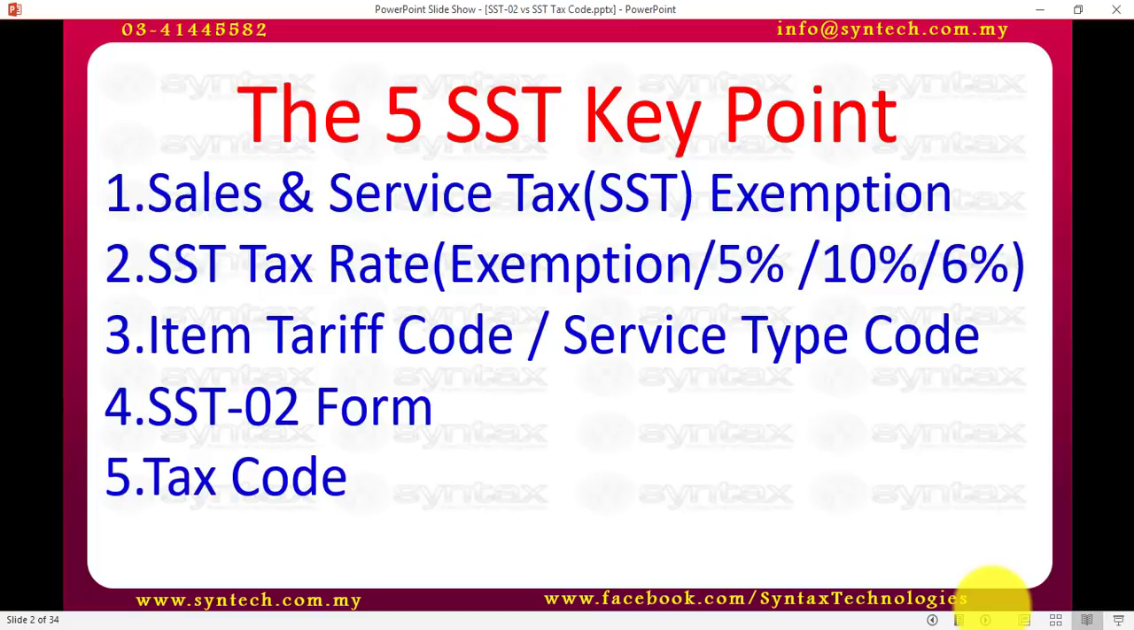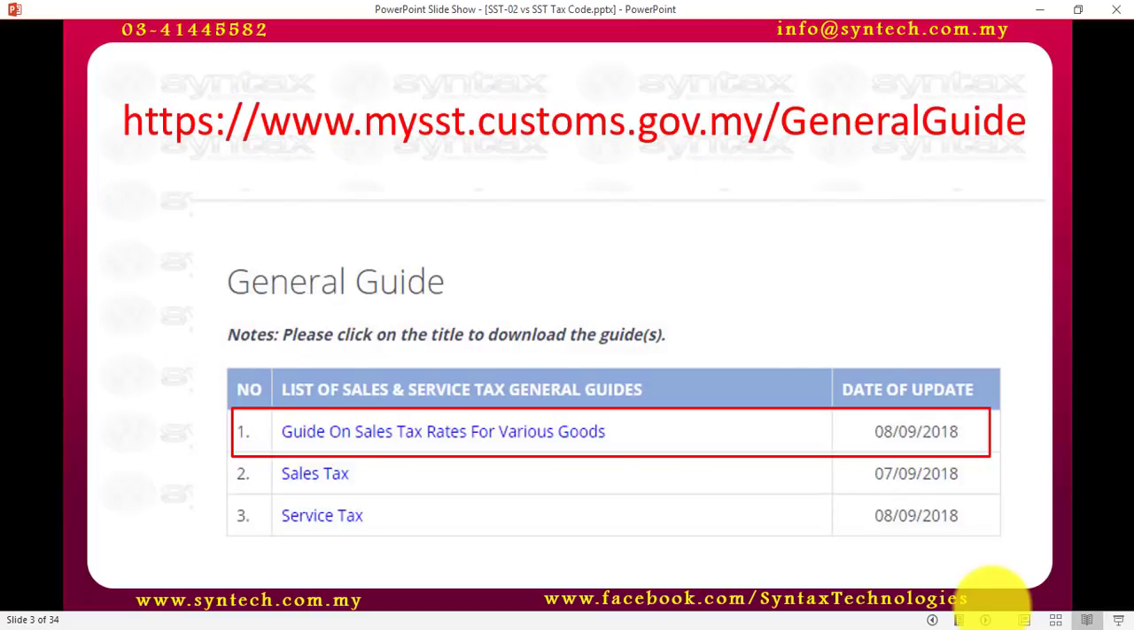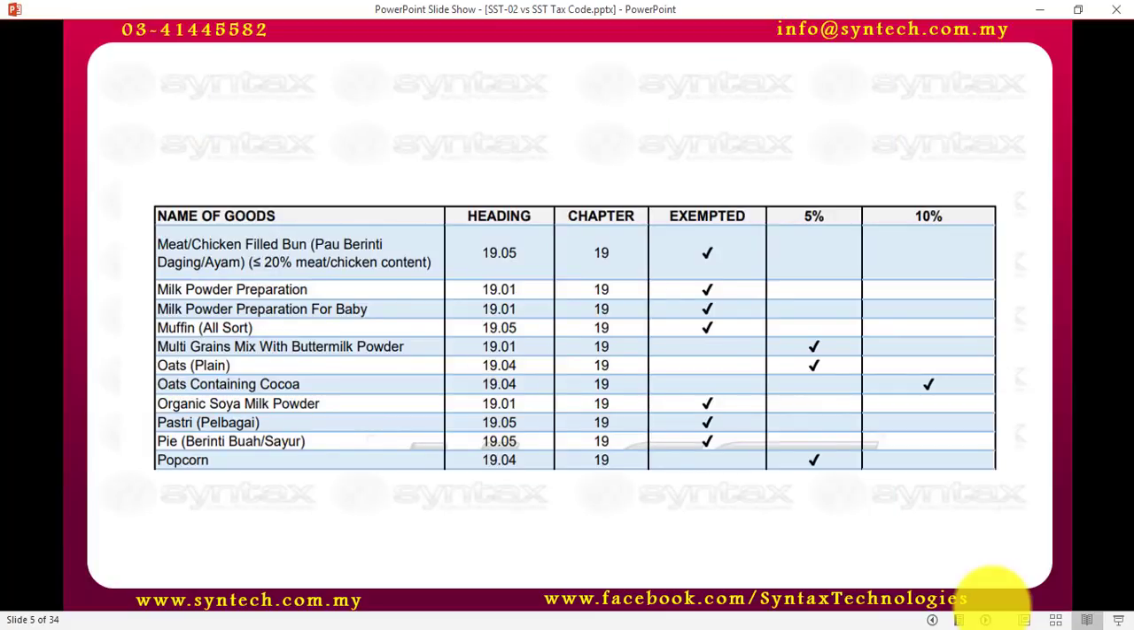Now, first thing, you can go to this website, go to the general guide, and you can see that different items may have different tax rates. For example, popcorn is 5%, oats containing cocoa is 10%, plain oats is exempted, and muffin is exempted. Many people have the wrong impression that sales tax is only 10%. It's wrong. Sales tax has 5%, 10%, and also exempted. You must understand what the tax rate of your product is.